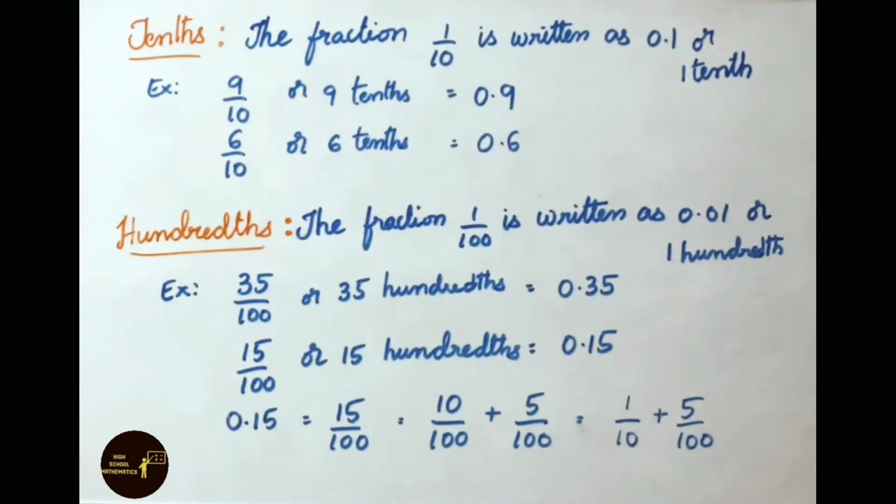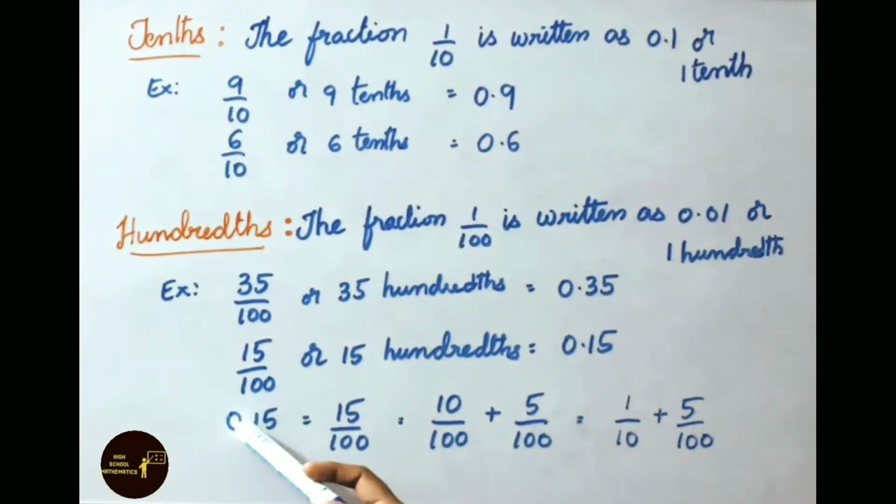Now let us see how to convert 0.15 into a fraction. See here 0.15, there are two places after the decimal point. So write the number after the decimal, that is 15. Two digits after the decimal means in the denominator we have to write 100. If there is one digit after the decimal, we have to write denominator 10. If there are three digits after the decimal, we must write 1000 in the denominator.